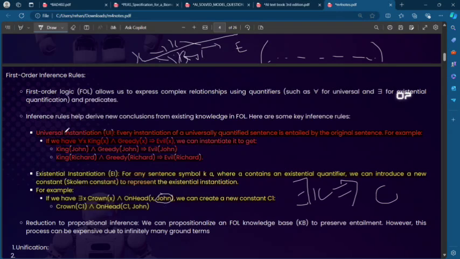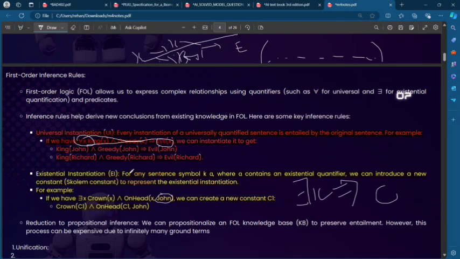Universal instantiation and existential instantiation. In universal instantiation, any instance of the universally quantified sentence is derived from, or entailed by, the original sentence. Whatever is derived comes from the same x itself. Every instantiation we have derived is from the original sentence.